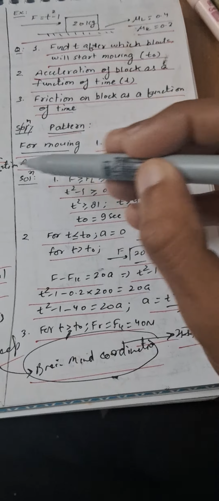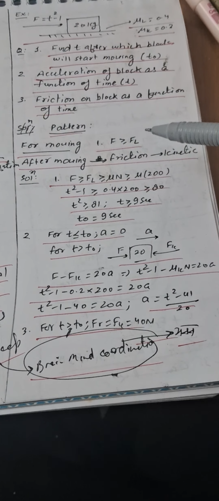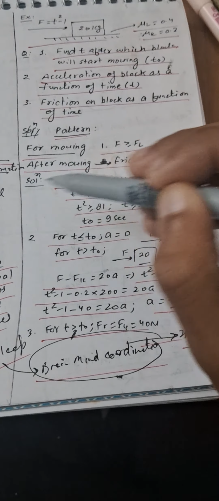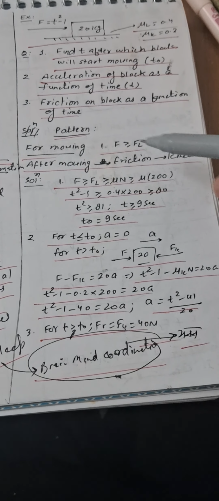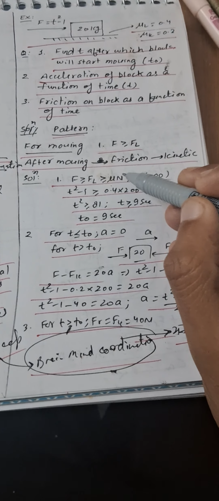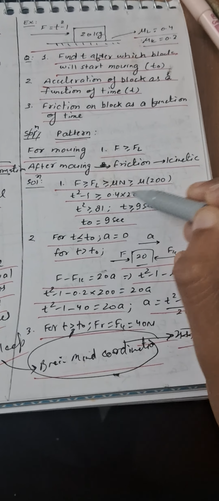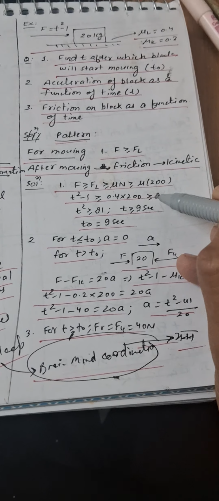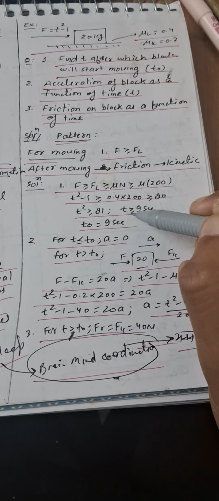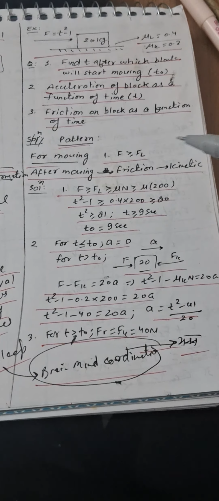Now there is a pattern for solving this question: for moving a block, the force should be greater than the limiting friction, and after moving, friction will be kinetic. So using this pattern, we can solve that F should be greater than limiting friction. Limiting friction is mu into N, so mu into 200. Mu limiting is 0.4, so that comes out to be t square greater than 81, t greater than 9. So t naught from here comes out to be 9 seconds.